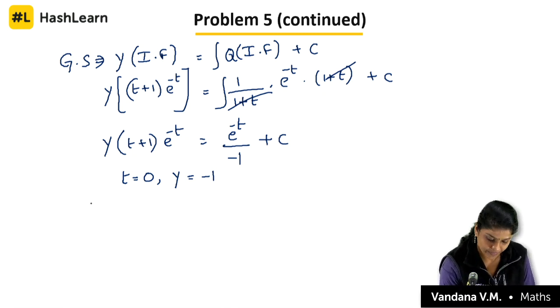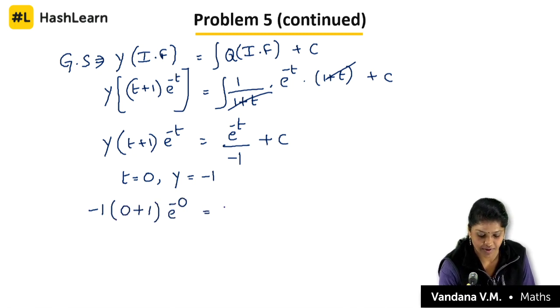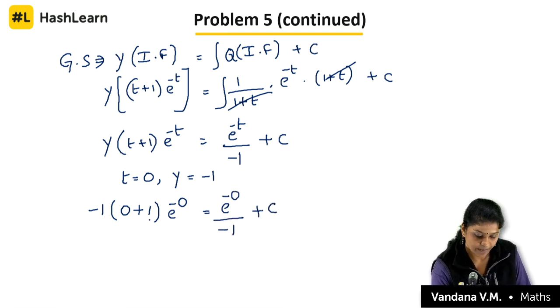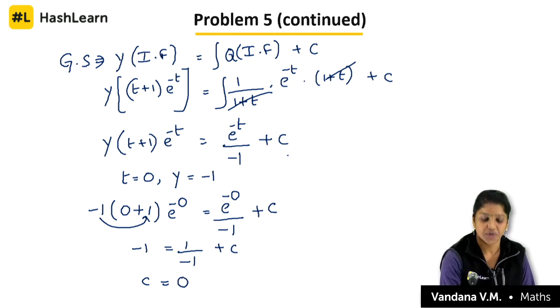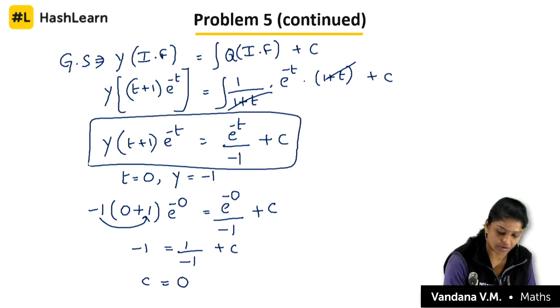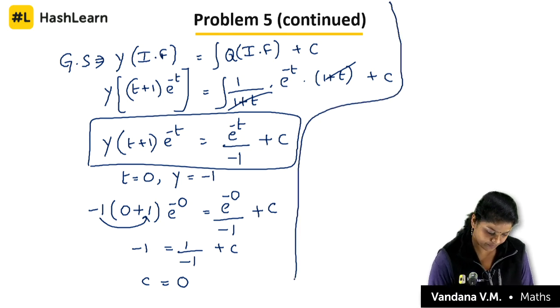What you will get? Minus 1 into 0 plus 1 e power minus 0 is equal to e power minus 0 by minus 1 plus c. Now, just multiply minus 1. Anything e power 0? Yes, 1. So, here also 1 divided by minus 1 plus c. Minus 1 if it comes is equal to this side plus 1. So, c value is 0. Substitute in the given general solution. So, what I will get over here? y of t plus 1 e power minus t.